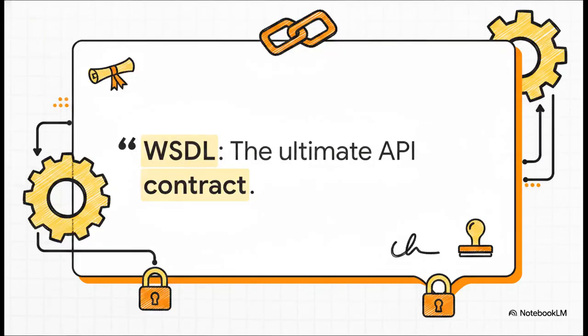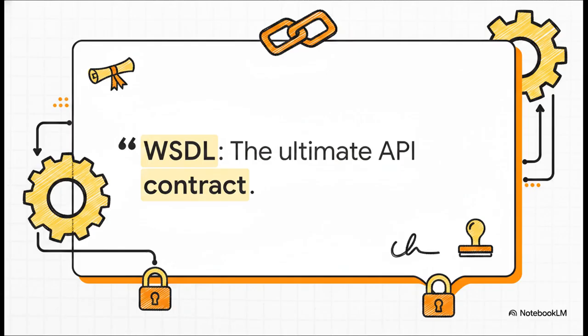And you can't really talk about SOAP without bringing up WSDL, which stands for Web Services Description Language. In the industry, it's often called the ultimate API contract. And that hits the nail on the head. A WSDL file isn't just a piece of casual documentation. It is an ironclad legal document for your code.